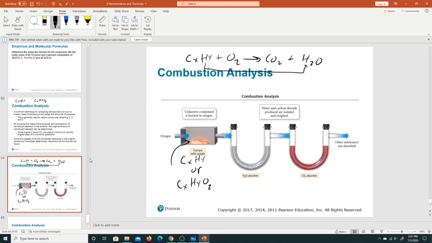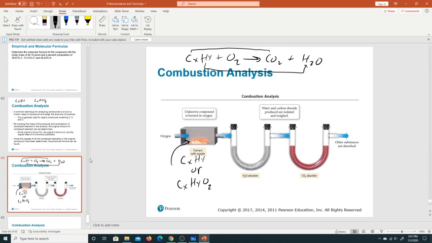Likewise for the CO2, carbon is related to the C's in the CxHy. So if I know the number of moles of carbon dioxide produced, that also tells us how many moles of carbon we started with. So once I know the number of moles of C and the moles of H my original compound has, I can now find the empirical formula like normal.